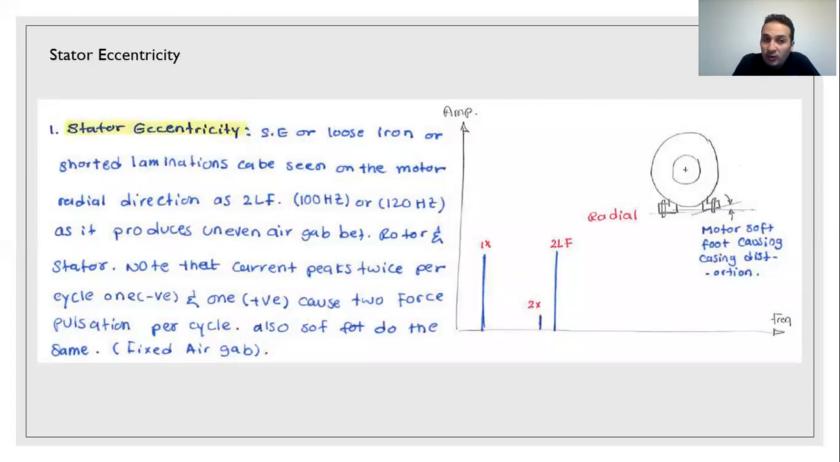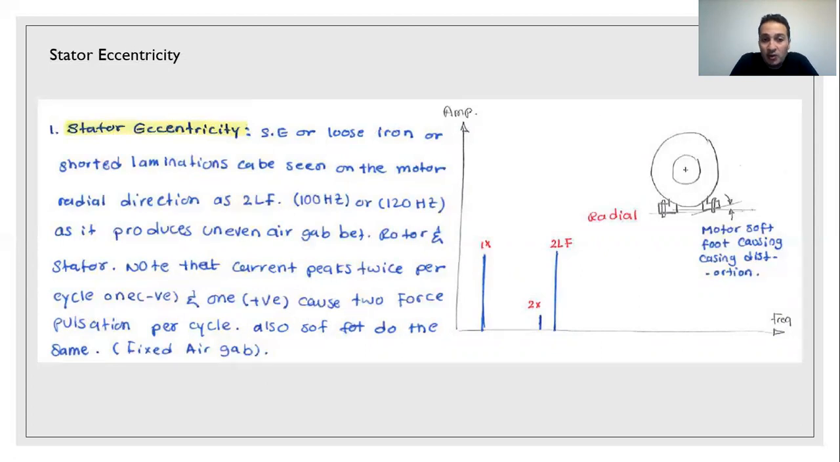The first fault we have today is the stator eccentricity. This means that the stator itself has some casing distortion, and the rotor inside is in the right direction, but the stator itself is twisted and has this distortion. The stator eccentricity or loose iron or shorted lamination can be seen on the motor in the radial direction as the twice line frequency, 100 hertz or 120 hertz.